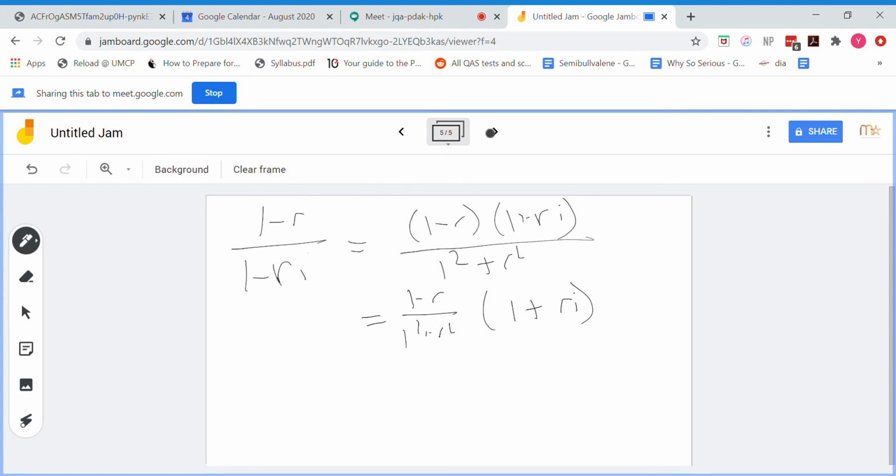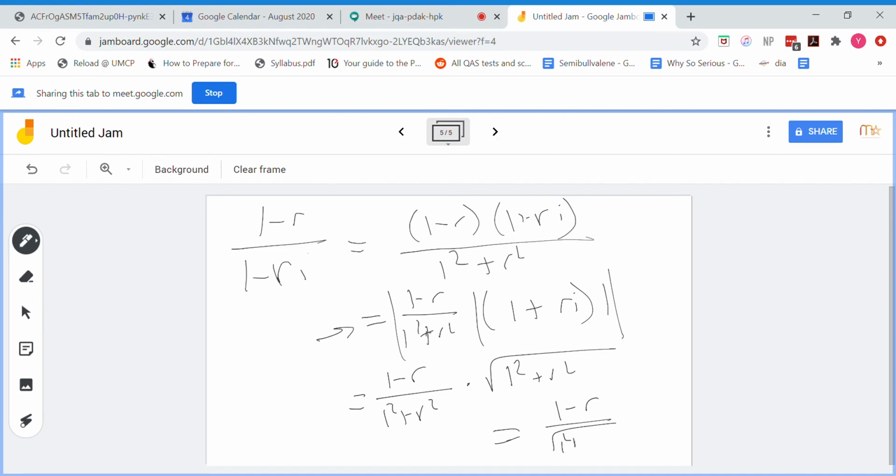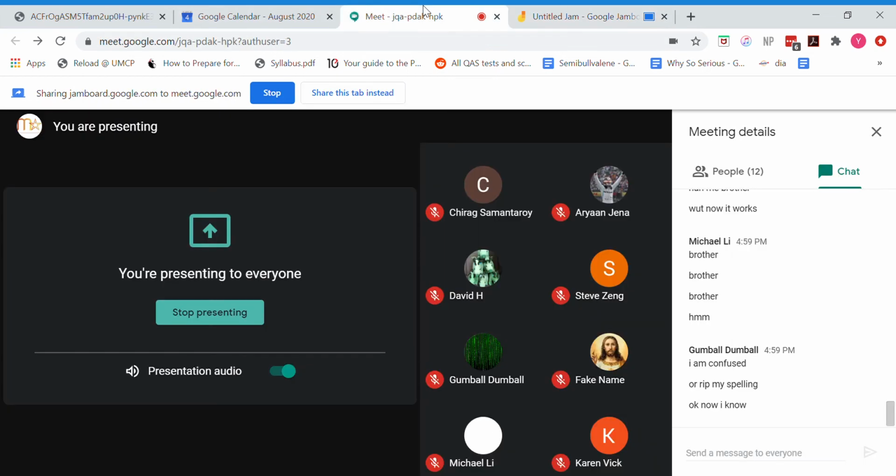The distance from this complex number to the origin, which is what we're looking for, is just going to be its magnitude. That equals (1 minus R) over (1 squared plus R squared) times the magnitude of the inside term, which is the square root of 1 squared plus R squared. This cancels out nicely, and we end up with (1 minus R) over the square root of (1 squared plus R squared). If we plug in R equals 11 over 60, we end up with 49 over 61. And so that is what we're looking for.